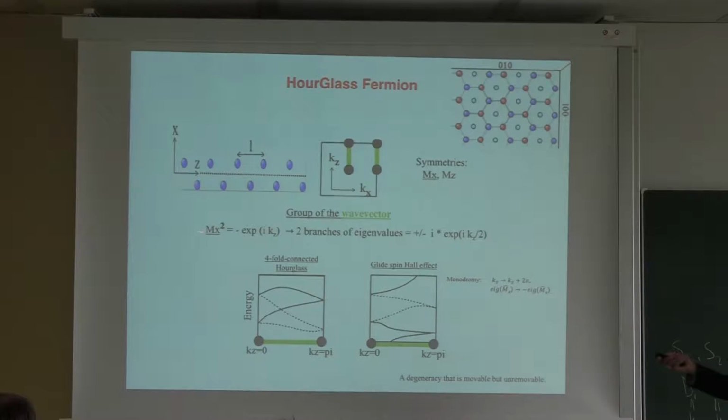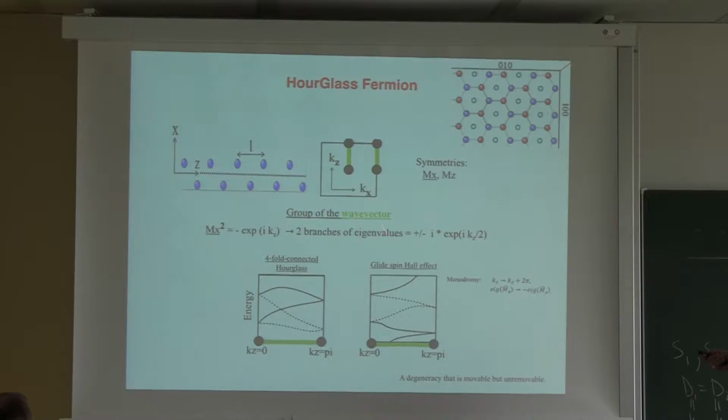So if I have mx squared is equal to minus, from the spin, times exponential of i kz, which is from the non-symmorphic nature of the lattice, then I have two branches of eigenvalues, plus or minus i times the exponential of i kz over 2. You can clearly see them from here. Now I'm going to call the dotted one the minus, and the full line the plus eigenvalue. And this plus or minus just refers to these two. I think Lucas's talk this morning basically presented this also.